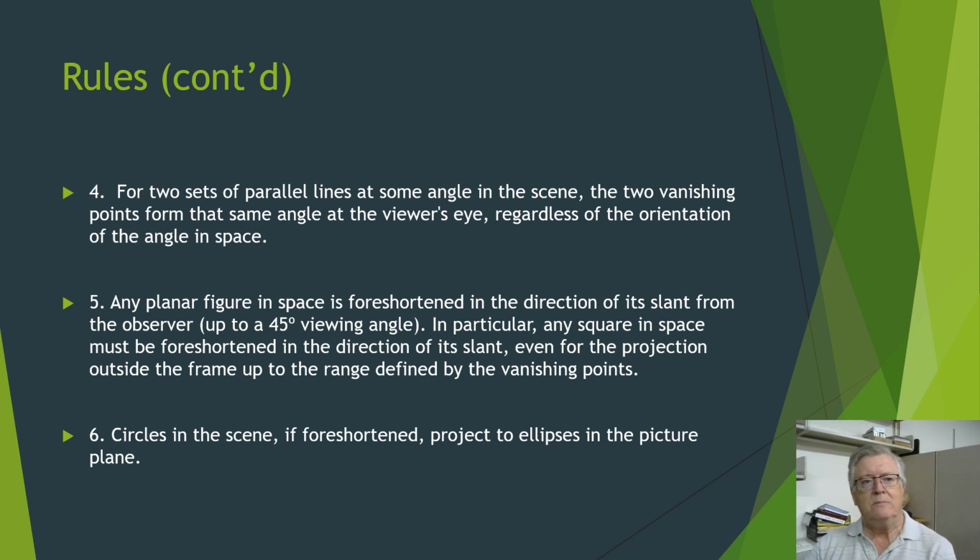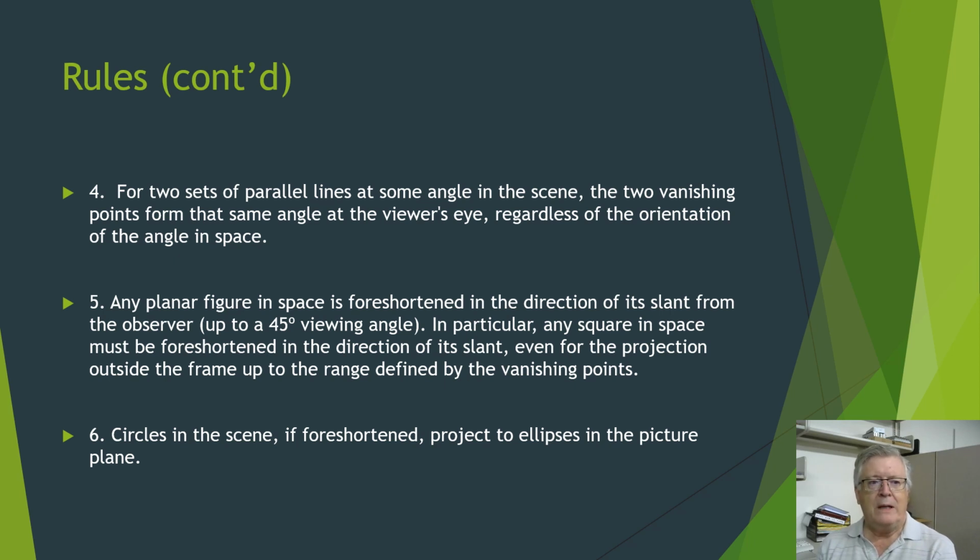Rule 4. For two sets of parallel lines at some angle in the scene, the two vanishing points form that same angle at the viewer's eye, regardless of the orientation of the angle in space.